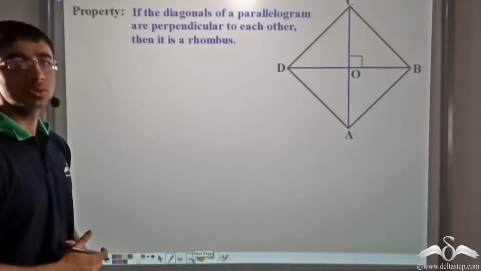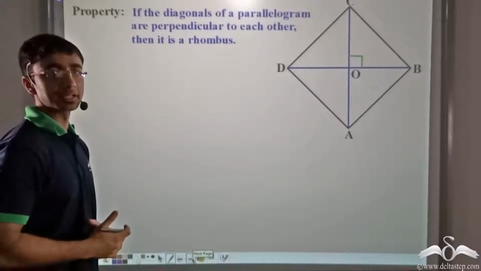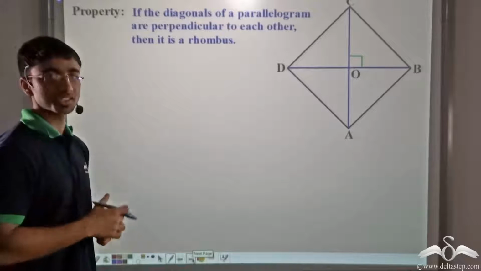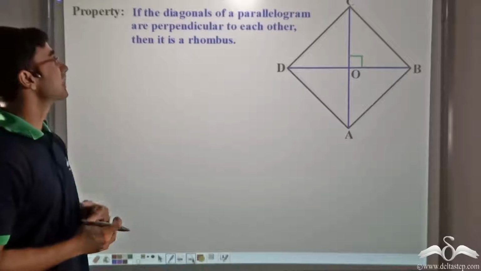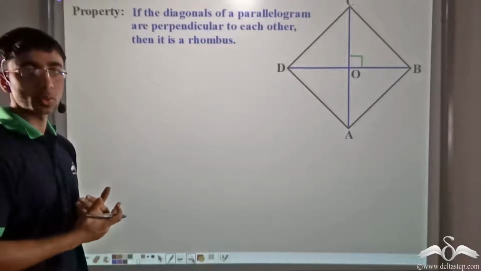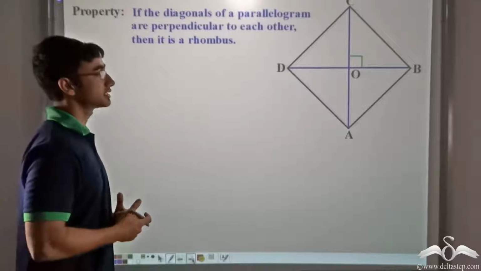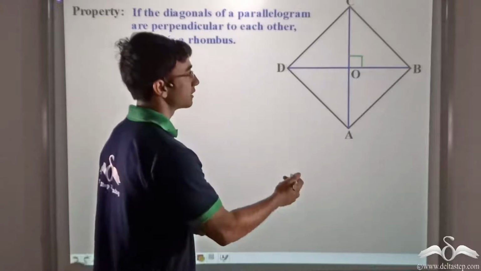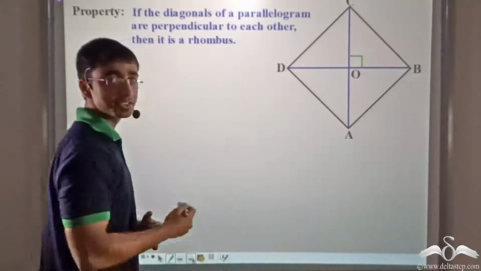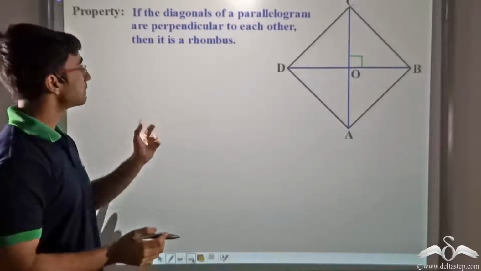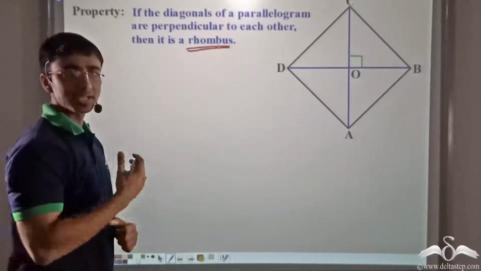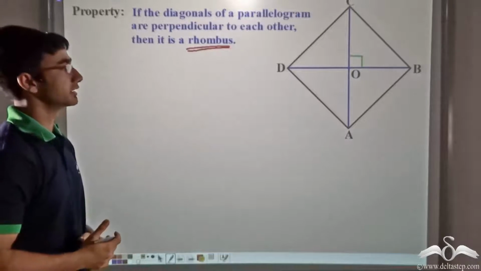So now let us come to another property of a parallelogram, which helps us prove that the parallelogram is indeed a rhombus. The property states that if the diagonals of a parallelogram are perpendicular to one another, or in other words, intersect at 90 degrees to one another, then that parallelogram is a rhombus. So let us try and prove this particular property.